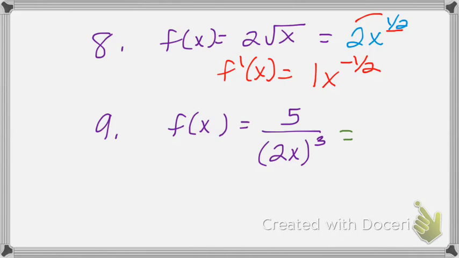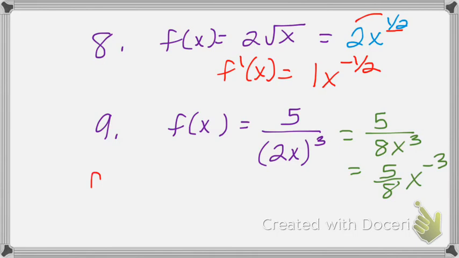Alright, number 9. I've got to rewrite that one again as well. So I would cube everything on the bottom. And because that x is on the bottom, I would probably rewrite it and make it x to the -3. After I do that, then I can do the derivative. -3 times 5/8. And then subtract 1 in the power.